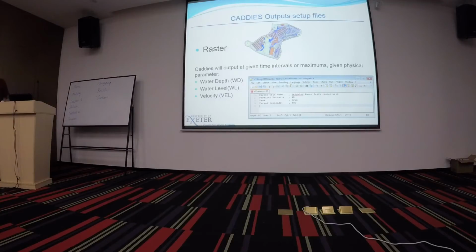The other type of output is a raster, so a grid of water depths, water levels, or velocities. Similar sort of setup file, so again you have an arbitrary name for this file, and then the physical parameters, so it's water depth in this case. And of course you can either have them at time intervals, or you could have the maximums in each cell. So you can have the peak here is true, and we've got them every 600 seconds as well. So that's the outputs.